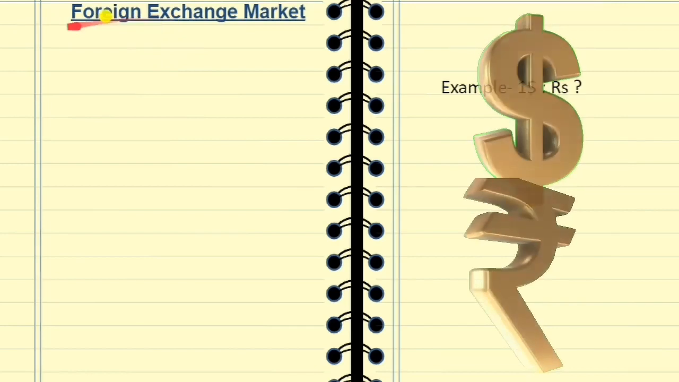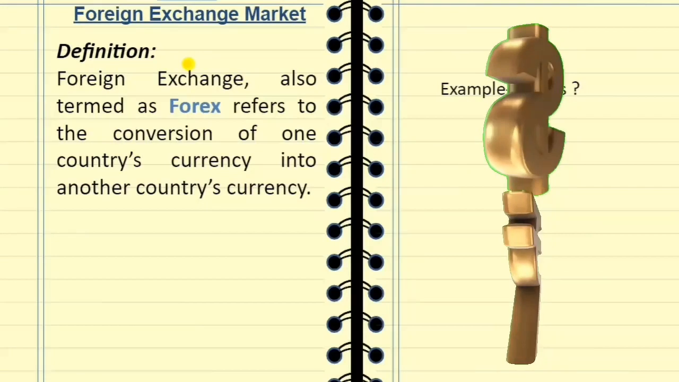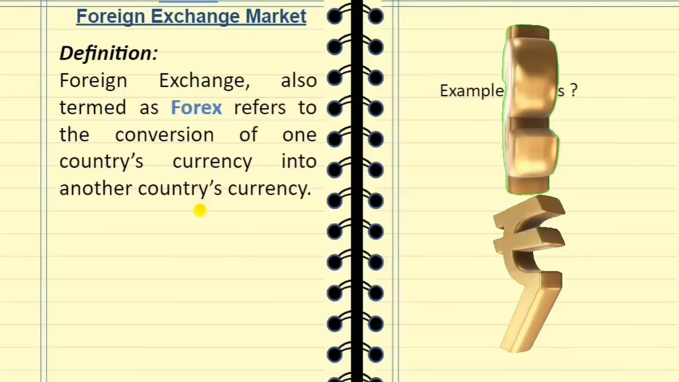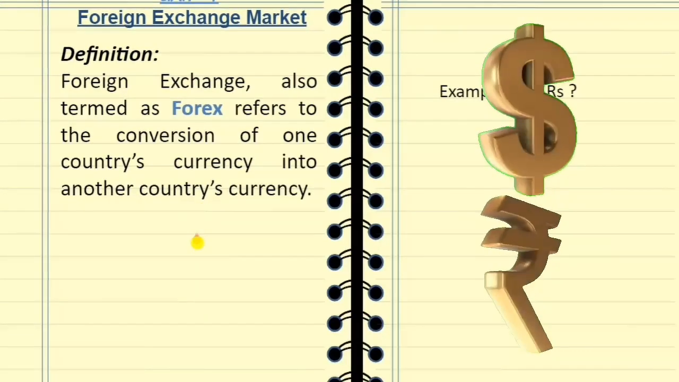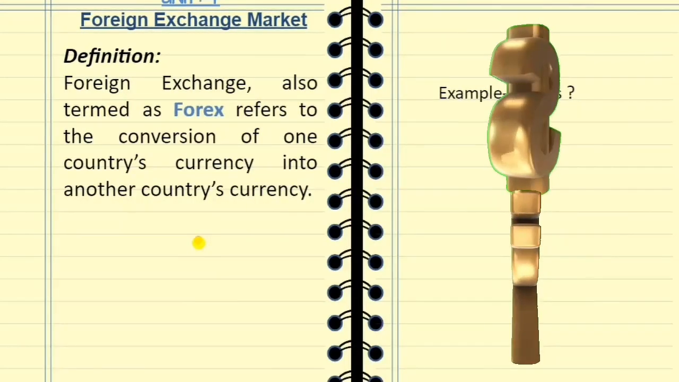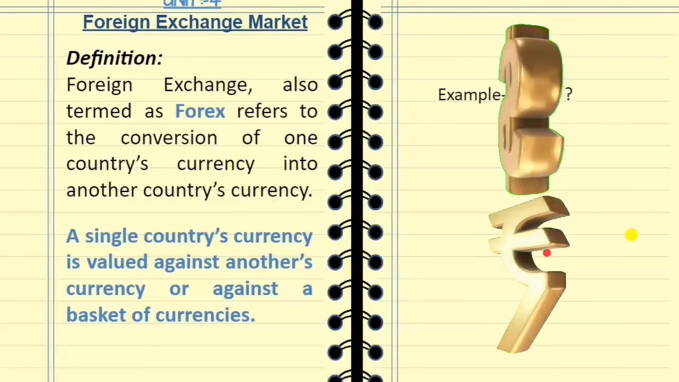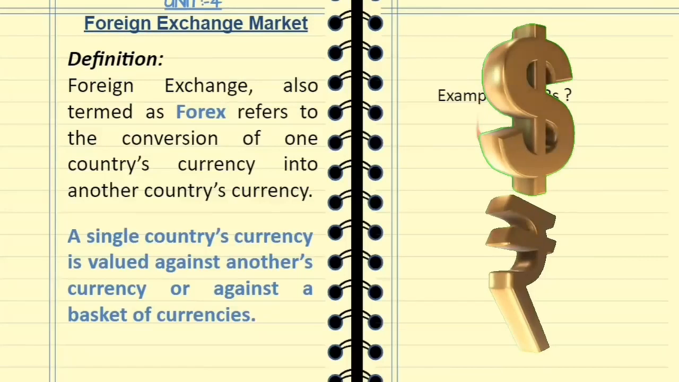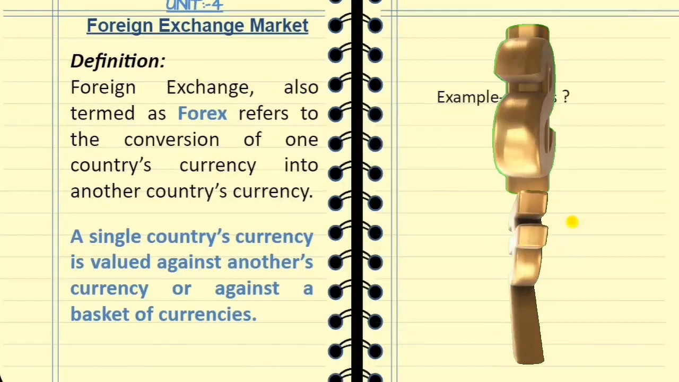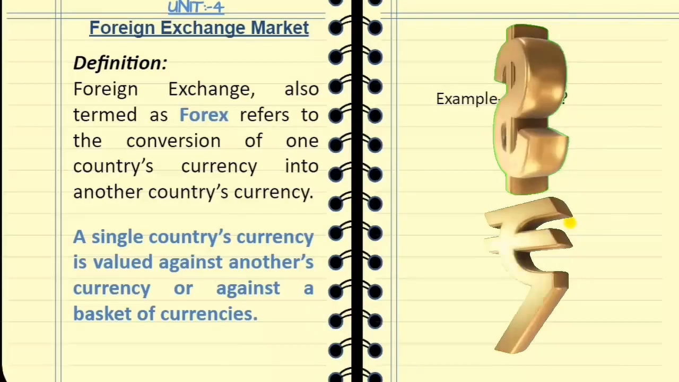Foreign exchange, also termed as the FOREX market, refers to the conversion of one country's currency into another country's currency. A single country's currency is valued against another's currency or against a basket of currencies of the countries in the world. For example, the dollar of the USA and the rupees of India are exchanged between these two countries with the help of the foreign exchange market.